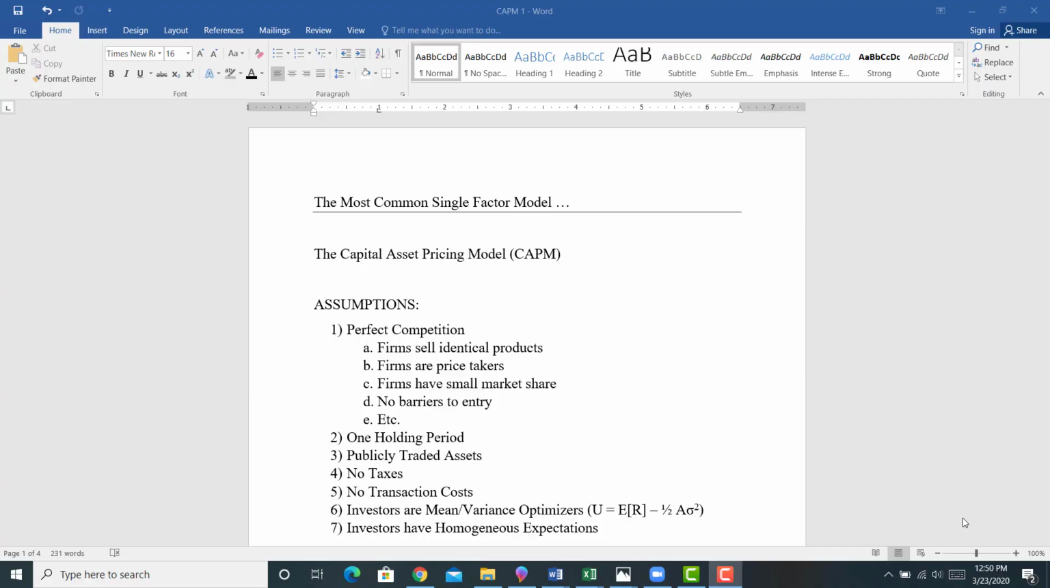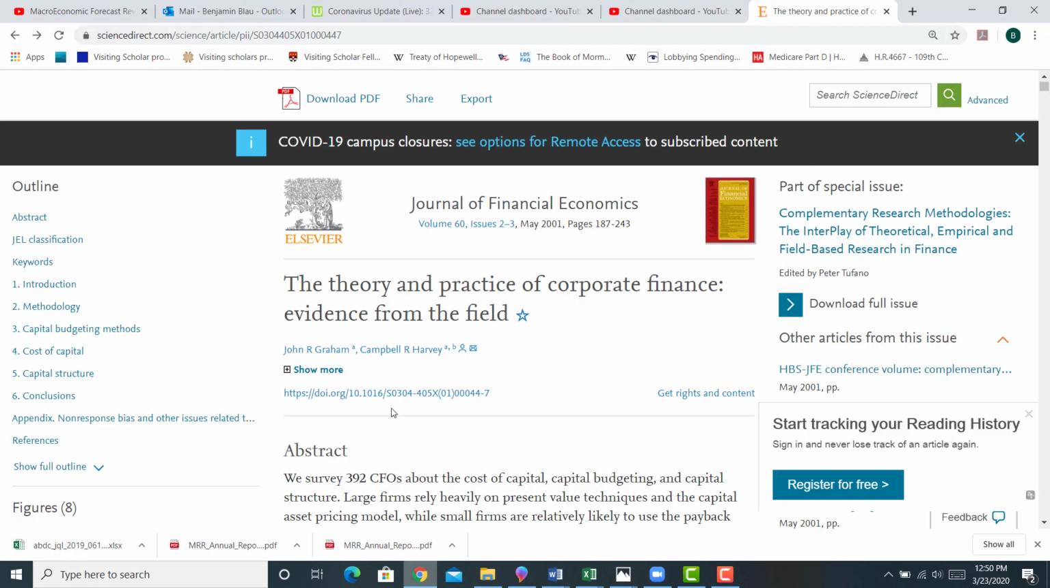All right, Chapter 9. What we're going to do is talk about the most common single factor risk model that is out there. It's the capital asset pricing model, or the CAPM. Most of you have heard about this. The CAPM is a very familiar model. Lots of folks use it. In fact, in practice, this is well used.